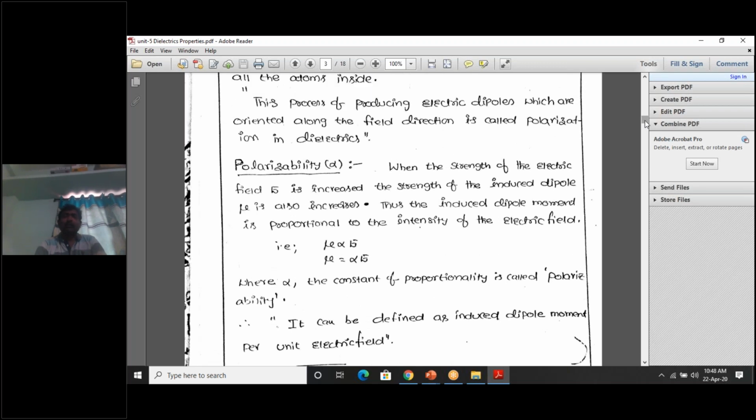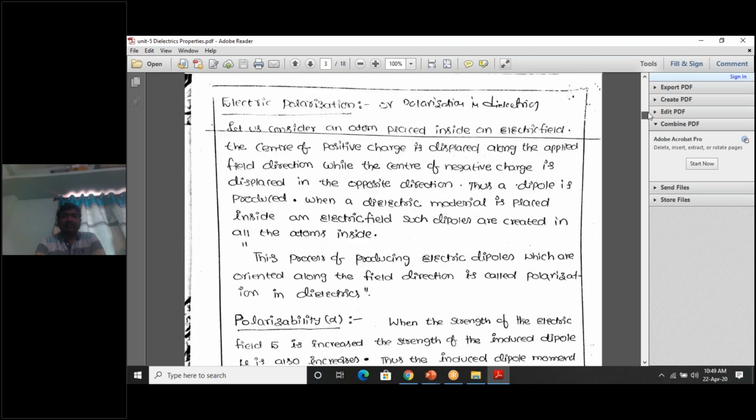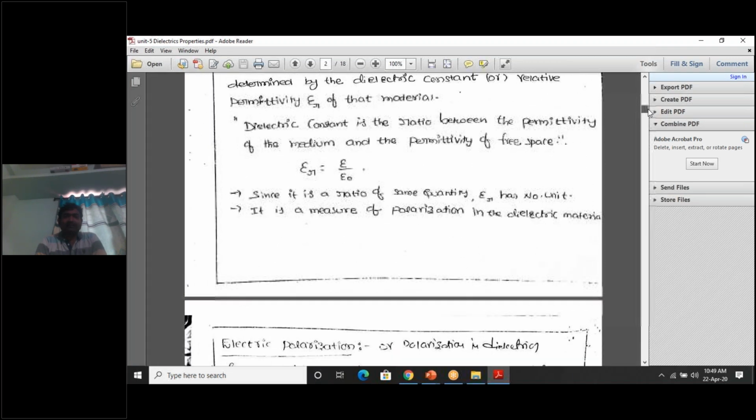So if I take two atoms and apply an electric field on the two atoms, they will get polarized, which means electric dipoles form. The magnitude of the electric dipole moment is more for which atom? The one that is more polarized. That is called polarizability. Let me explain. That is the general idea, the purpose being to understand what polarizability is. So when the strength of the electric field E is increased, the strength of the induced dipole moment also increases.